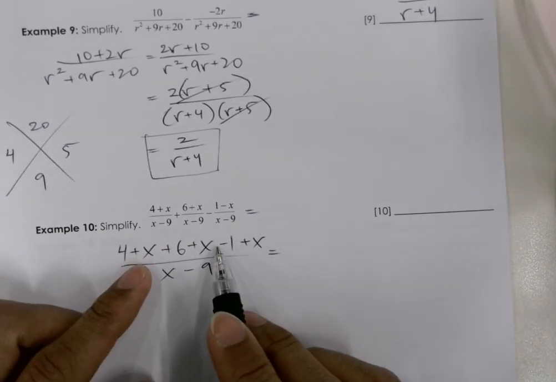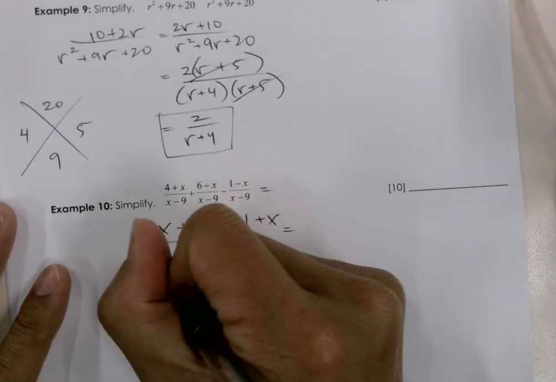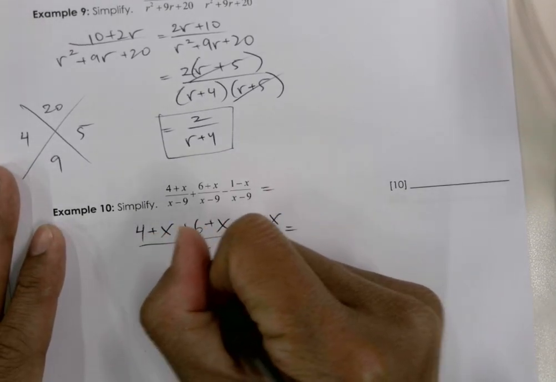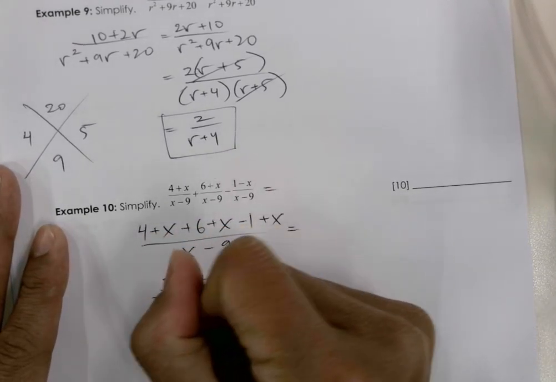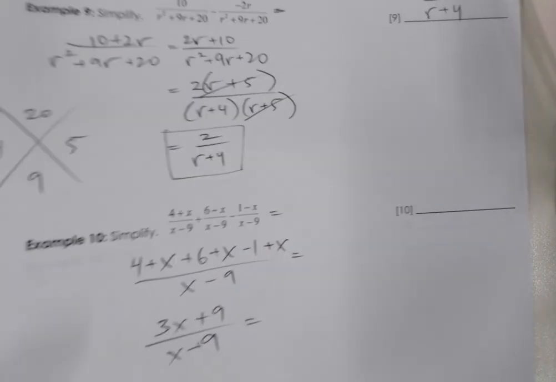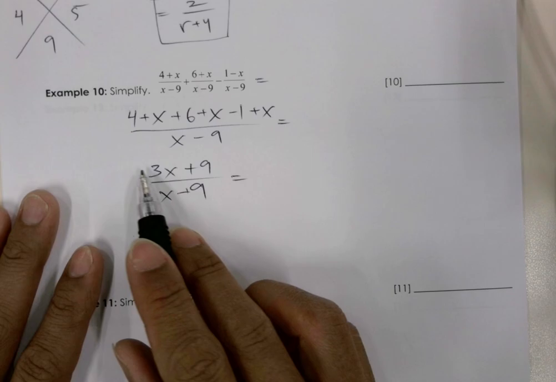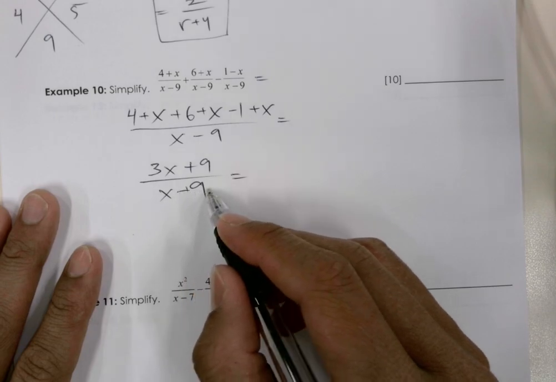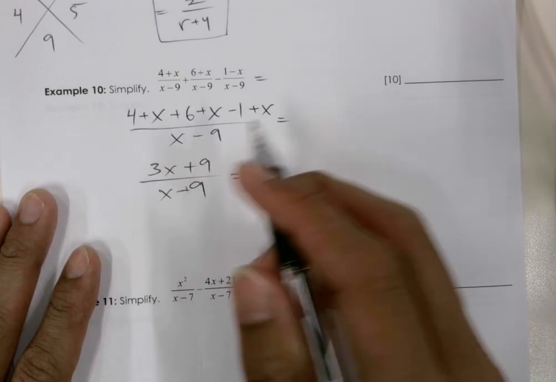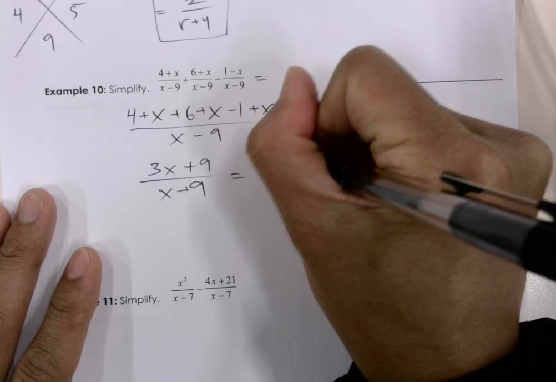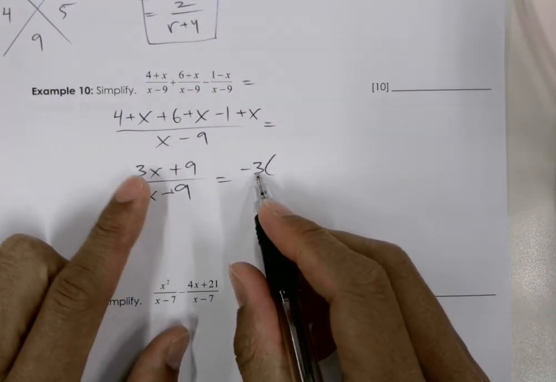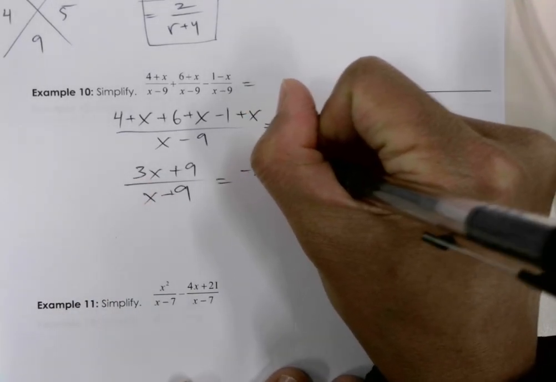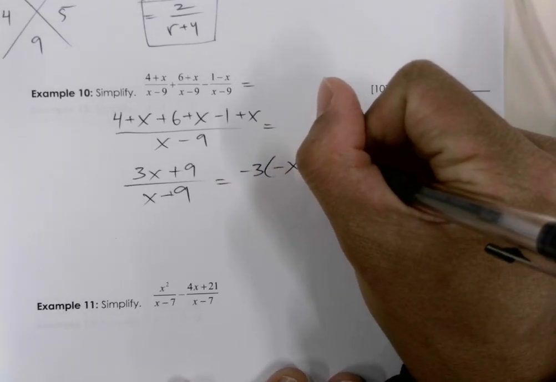So now we'll combine our like terms. We got positive x and positive x. That makes 3x. And then we got 4, 6, it's 10. Minus 1 is 9. So plus 9 over x minus 9. Okay. So now we want to factor something out so that we can have the same factors in the numerator and denominator, right? The denominator is x minus 9. So what we can factor out of the numerator is not positive 3, but negative 3, right? So what times negative 3 makes 3x? That's going to be a negative x plus 3.